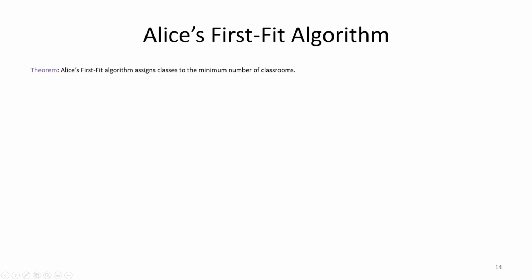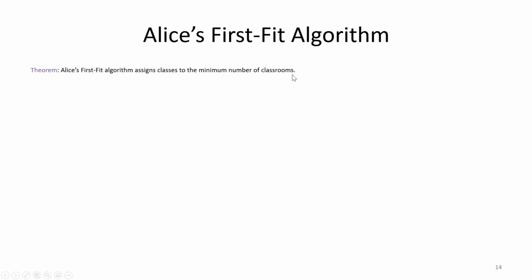Okay, so we've got Alice's first fit algorithm. Now notice here, I could have said her algorithm in one clause, maybe two clauses, but it's starting to get too long for me to write in the theorem, so instead I'm just going to reference the algorithm by its name. Alice's first fit algorithm assigns classes to the minimum number of classrooms.